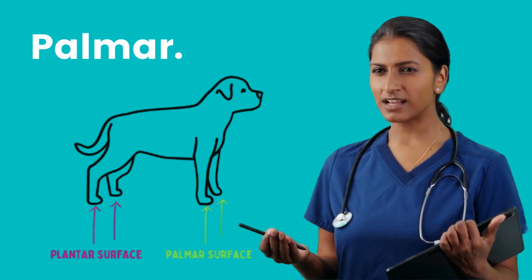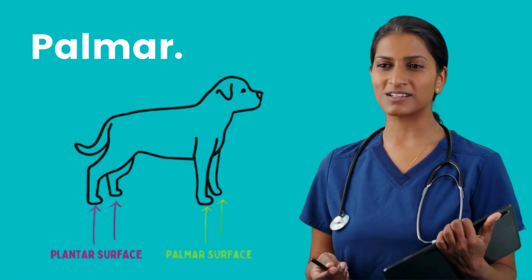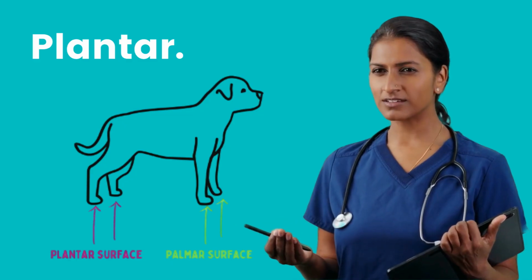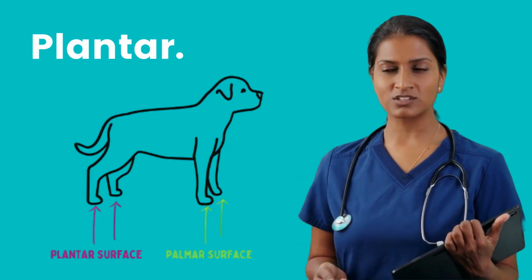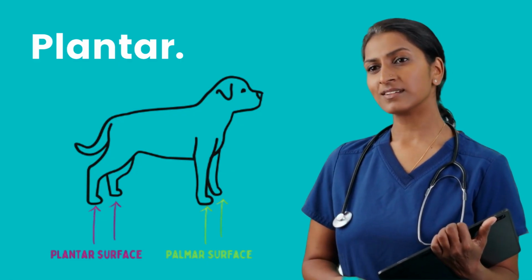Palmar refers to the underside of the front paw, the walking surface. For example, the grass seed is embedded on the left palmar surface. Plantar refers to the underside of the hind paw, the walking surface. For example, there is a laceration on the right plantar surface.